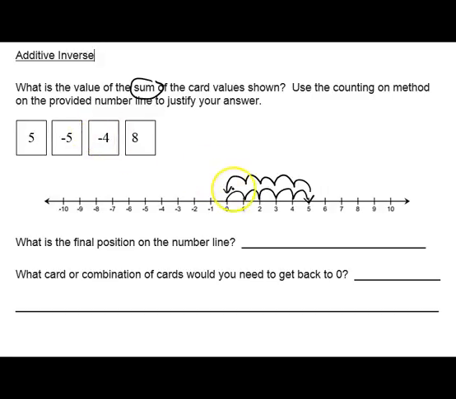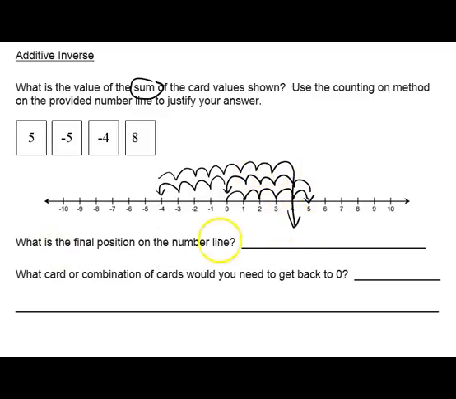Now because we have a negative 4, we want to count down 4. 1, 2, 3, 4. So now we're at negative 4. And then we have a positive 8, so we want to count up 8. 1, 2, 3, 4, 5, 6, 7, 8.